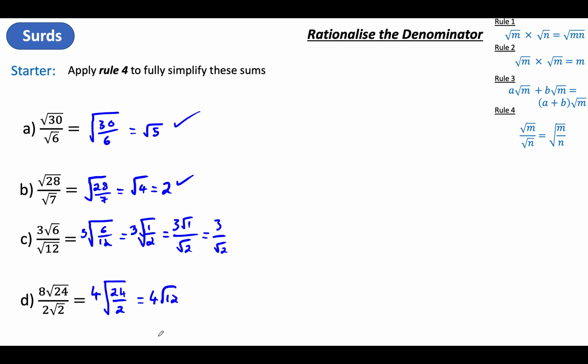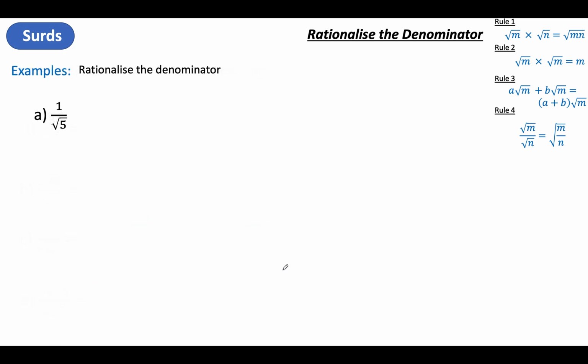Now root 12 though can be simplified, can't it? Because it can be simplified to 4 times 3. And we can put those in separate square roots. And then, of course, that simplifies to 2 root 3. We've simplified root 12 a lot. Which means I've got 4 lots of 2 root 3. Well, 4 lots of 2 is 8. So it's 8 root 3. Yeah. 4 lots of root 12. So 4 lots of 2 root 3. 4 lots of 2 is 8 root 3. Yep. Tick, tick. Anyway, let's move on to rationalizing the denominator.